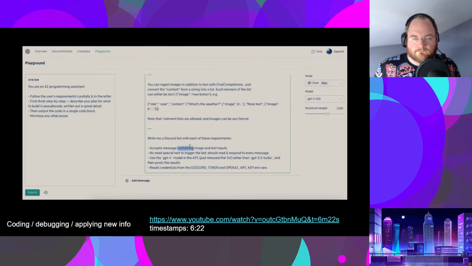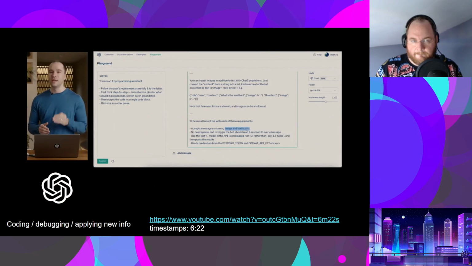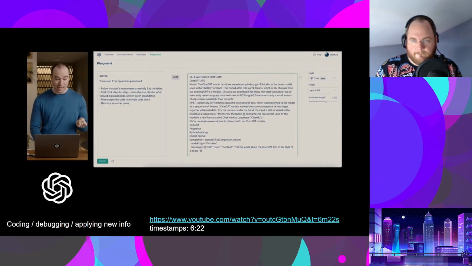But so we're going to ask for a Discord bot that uses the GPT-4 API to read images and text. Now, there's one problem here, which is this model's training cutoff is in 2021, which means it has not seen our new chat completions format.